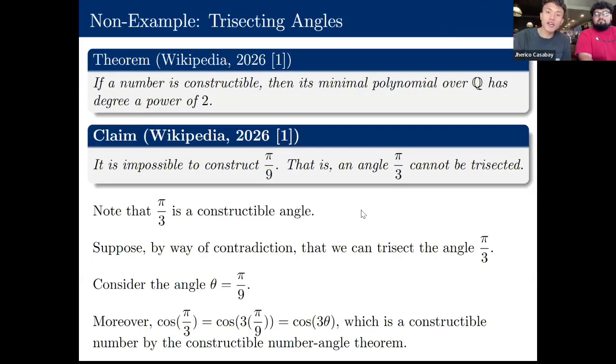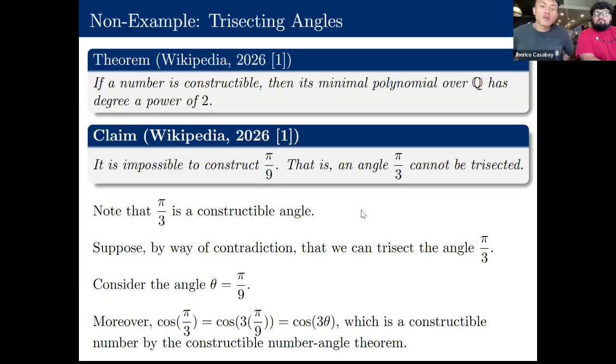So now we're going to go ahead and explore a non-example, which is trisecting an angle, and how trisecting an angle does not give us constructible angles, even if we started off with a constructible angle. So we have this theorem which states that if a number is constructible, then its minimal polynomial over Q has a degree that is a power of 2.